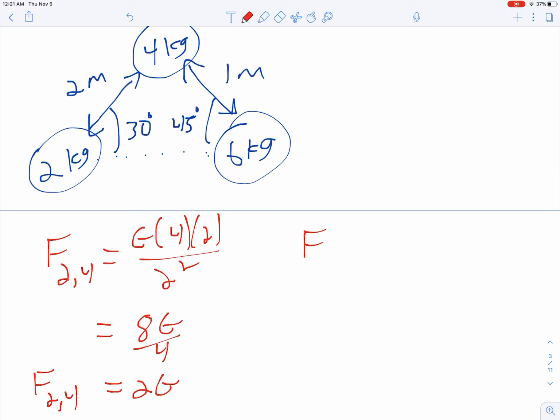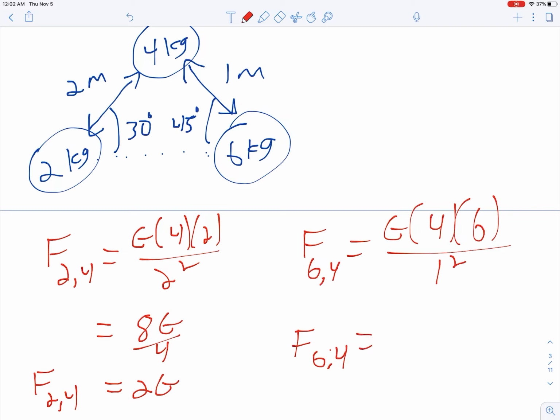Okay, and then let's do 6 and 4. So basically this is the same problem as last time. It has the same numbers, they're just at angles, but we're not dealing with the angles yet.